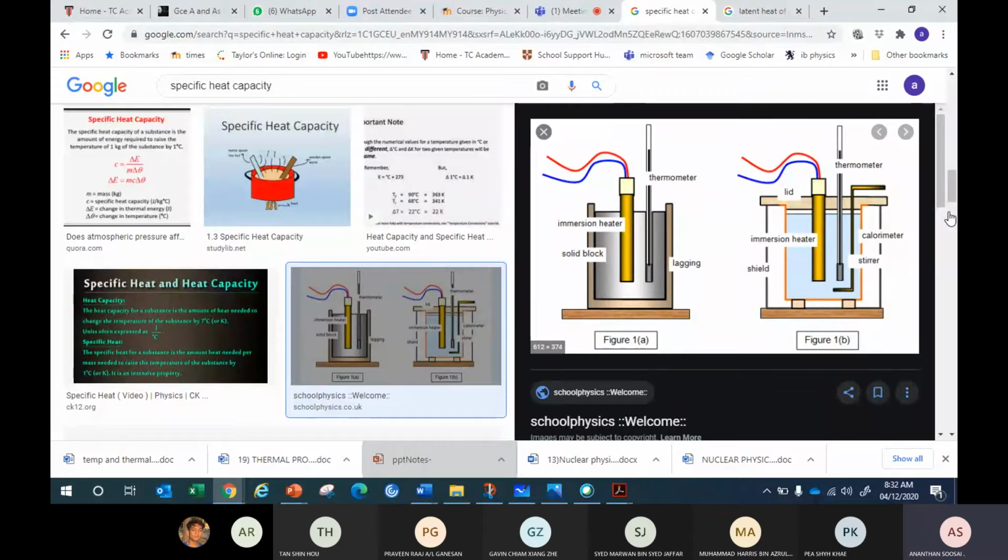Both will have an insulator at the side. Both use a heater and both have a thermometer. But for solid, when you place a thermometer inside the hole, you must fill it with oil before you place the thermometer. Why? Anyone? Why do you need to fill it with oil before we place the thermometer inside the hole? To have a uniform temperature.